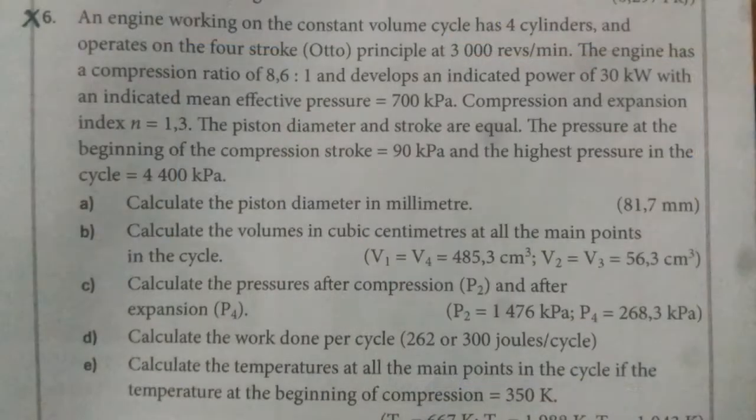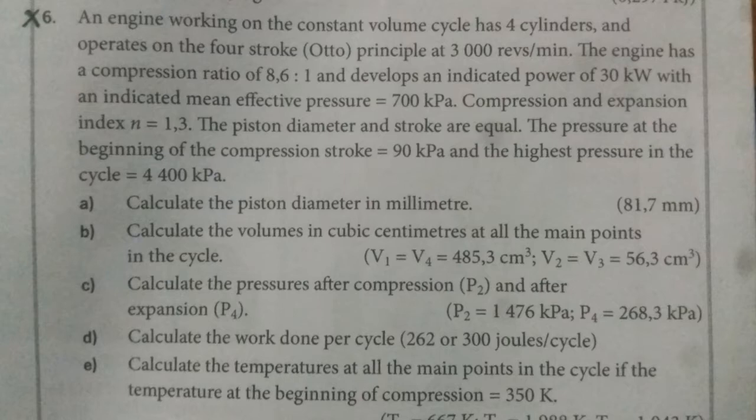Today we are doing another exercise on Otto Power Machines N6, which is an exercise I've taken from my textbook and it reads as follows. An engine working on the constant volume cycle has 4 cylinders and operates on the 4-stroke Otto principle at 3000 revs per minute. The engine has a compression ratio of 8.6:1 and develops an indicated power of 30 kilowatts with an indicated mean effective pressure that is equal to 700 kilopascal. Compression and expansion index n is equal to 1.3.